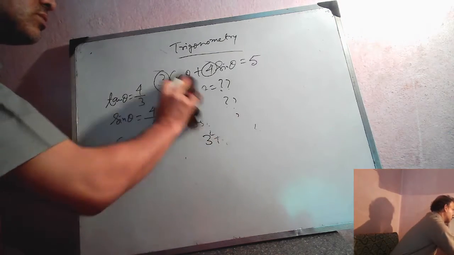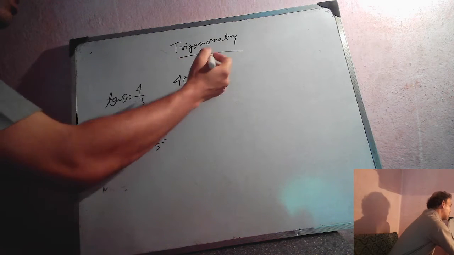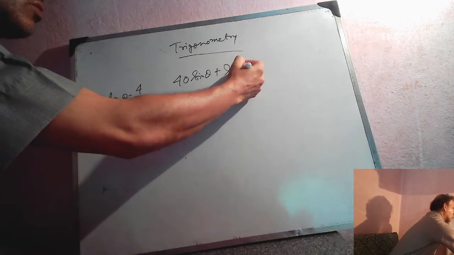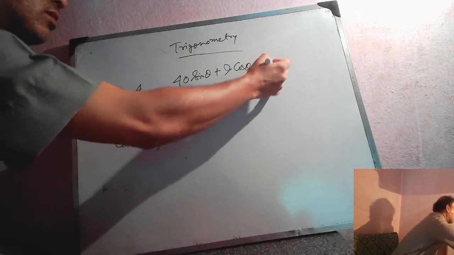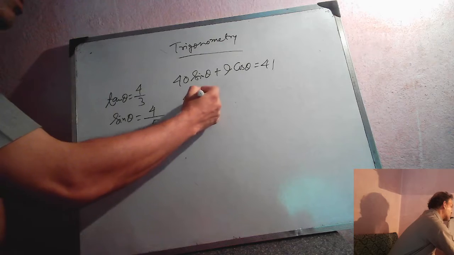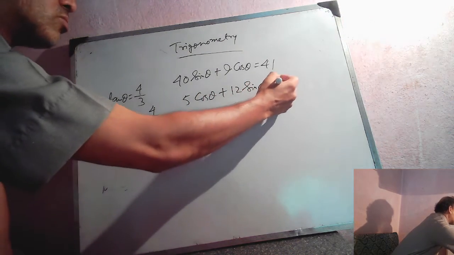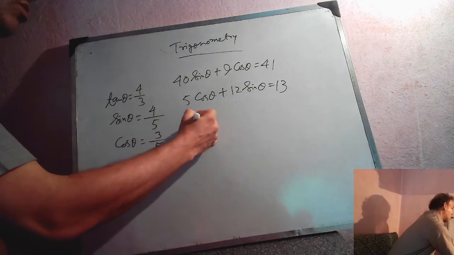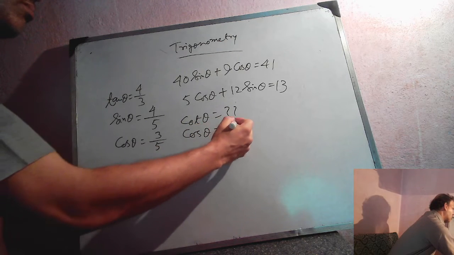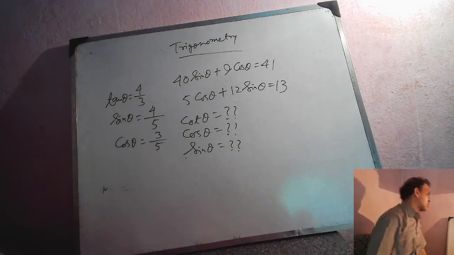Suppose we are given 40 sin theta plus 9 cos theta equals 41. Another, 5 cos theta plus 12 sin theta equals 13. What will be the value of cot theta? What will be the value of cos theta? What will be the value of sin theta? First try yourself.